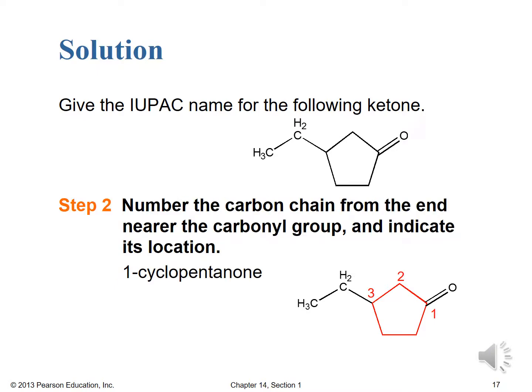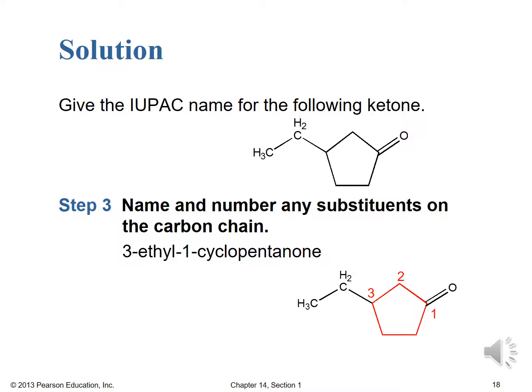Moving on to step two here, we number the carbon chain from the end near the carbonyl and indicate its location. So instead of going clockwise, again, we're going to go counterclockwise to hit that substituent at a smaller number. So we end up with a 3 instead of a 4 if we had gone clockwise. So now we have a 1-cyclopentanone, but we've got to worry about that substituent. Okay, and now step 3, we name and number any substituents on the carbon chain.